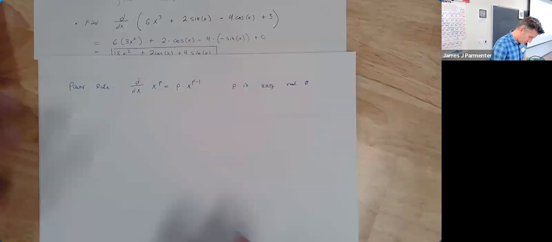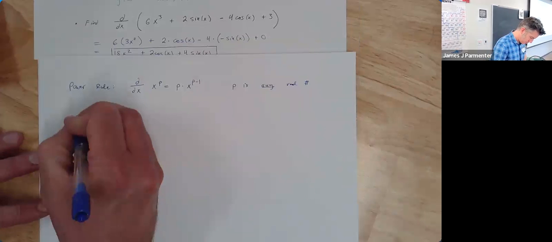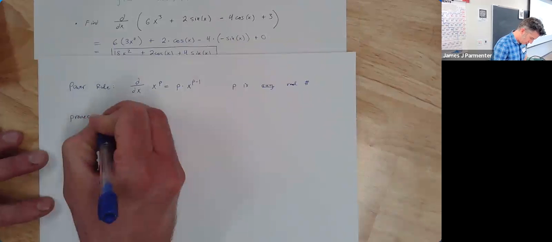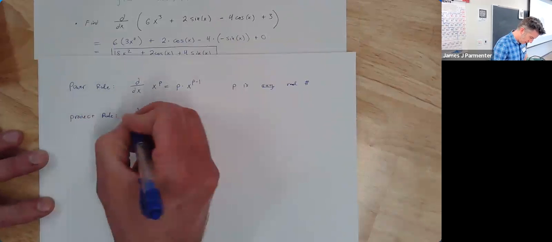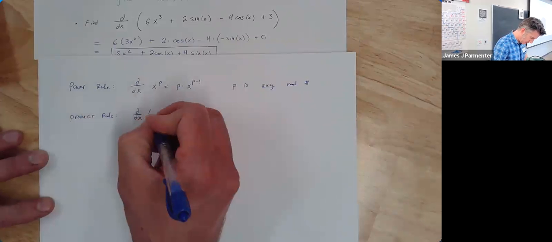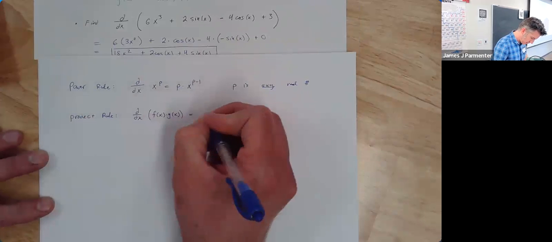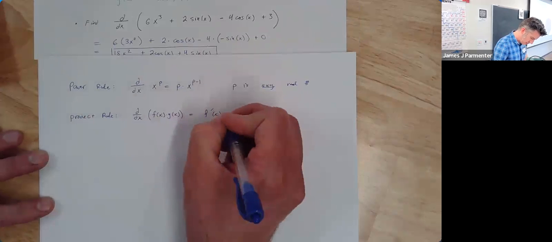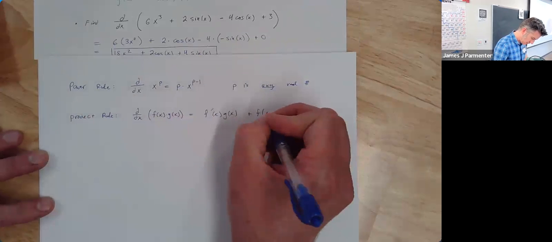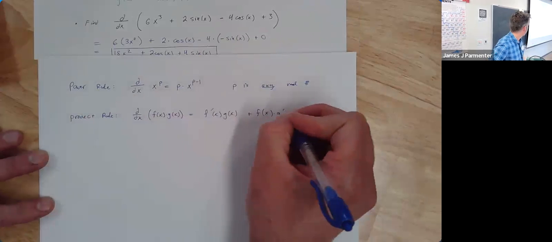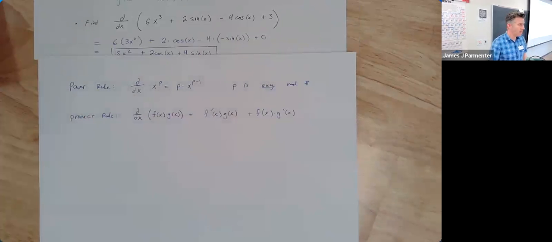We have the product rule, which is that the derivative of f of x times g of x is equal to f prime of x times g of x plus f of x times g prime of x. Great rule.